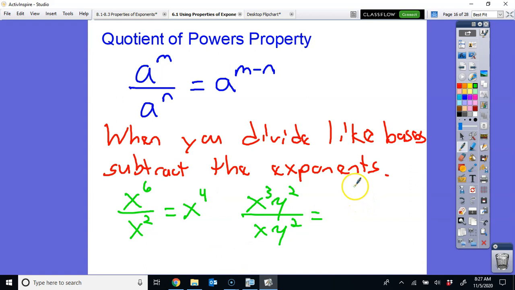Now watch what happens on this one over here. This is the reason the 0 property works. 3 minus 1 would be x squared because you do 3 minus 1. 2 minus 2 would be y to the 0, but that would be just 1 times x squared, which is x squared. But notice why that works.